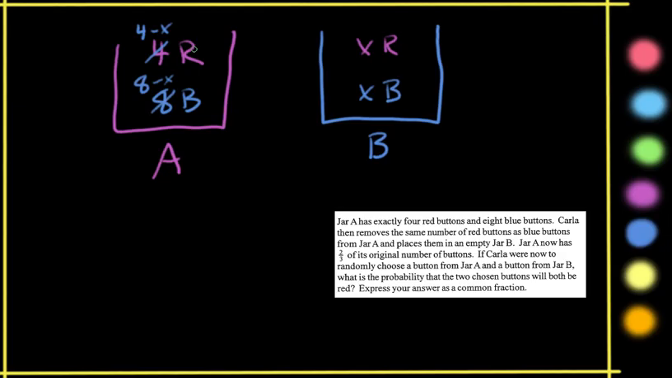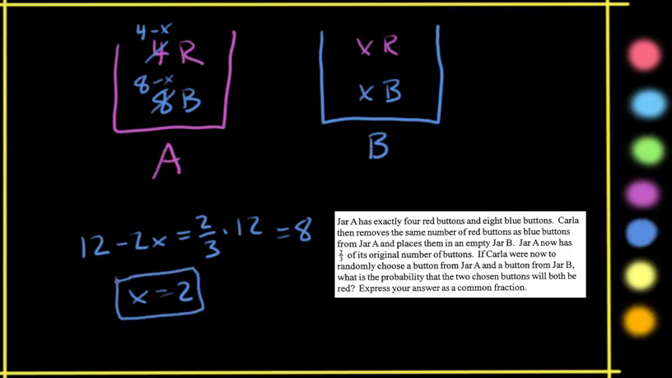All right, and it says jar A now has 2/3 of its original number of buttons. Okay, so the total number of buttons in jar A is going to be 12 minus 2x. And that's equal to 2/3 of the original number, which was 12. So 2/3 of 12 is just 8. So we can solve for x here. X is 2.